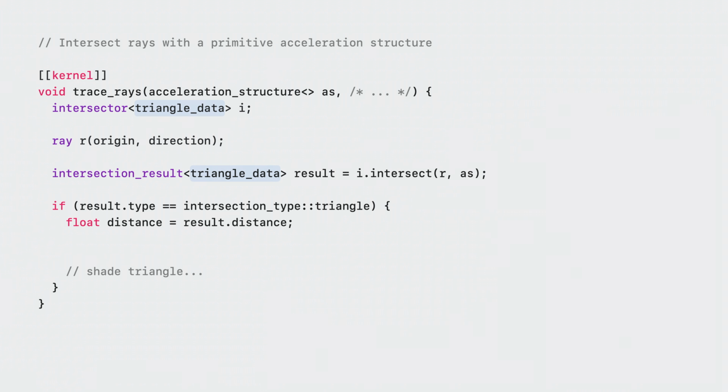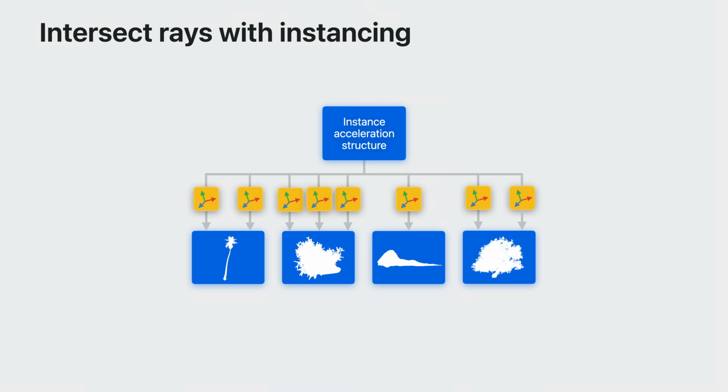To get more information about the triangle intersection point, add the triangle data tag to the intersector and intersection result types. This makes the triangle barycentric coordinates available in the intersection result. That covers intersecting rays with a primitive acceleration structure.